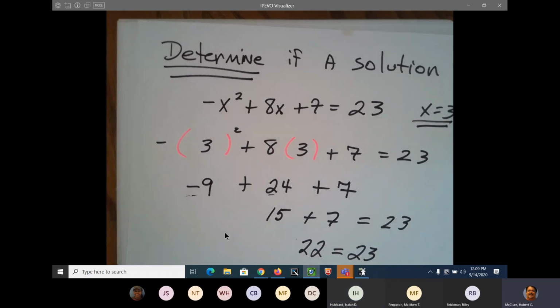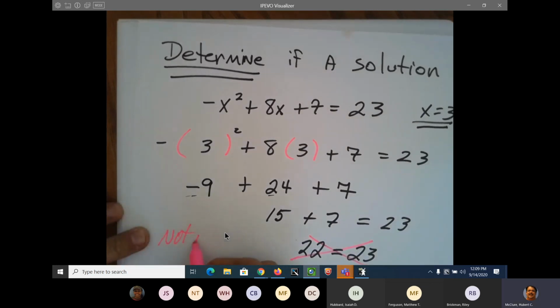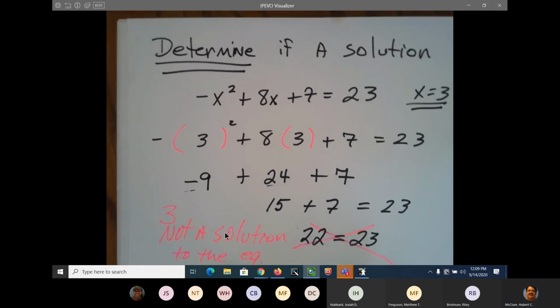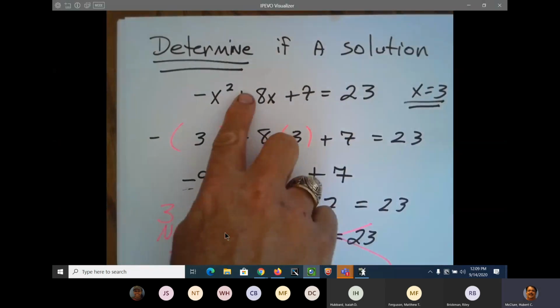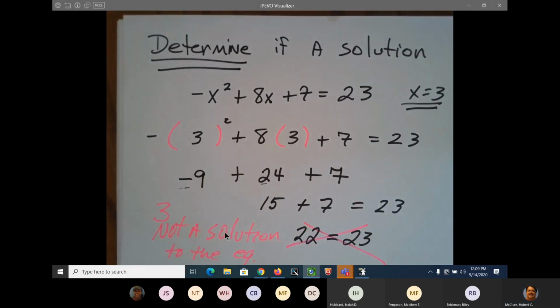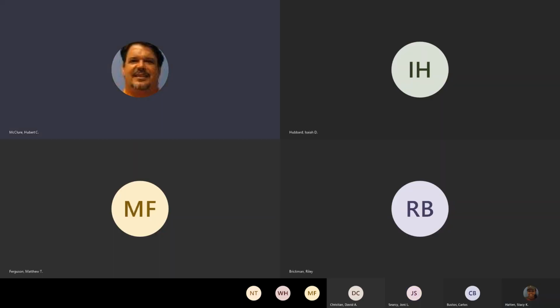Okay, so this is not true. So this is not a solution. 3 is not a solution to the equation. Okay, so determine if 3 is a solution. No, it is not, because it gave me an error. All right, and that is 4.1. So I'm going to call it off right now and say, turn off the recorder.